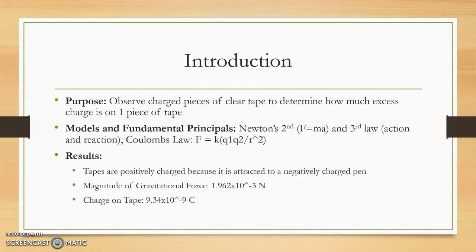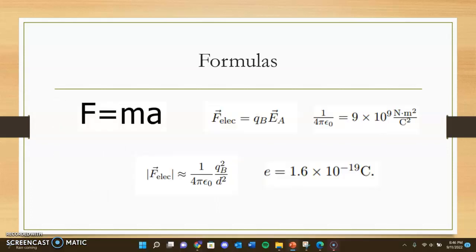The results are that the tape is positively charged because it is attracted to a negatively charged pen. The magnitude of the gravitational force on the tape is 1.962 times 10 to the negative 3 newtons, and the charge on the tape was 9.34 times 10 to the negative 9 coulombs. And here are some of the formulas I used to help calculate my numbers. All of these are pretty standard, so I'll move on to the next slide.